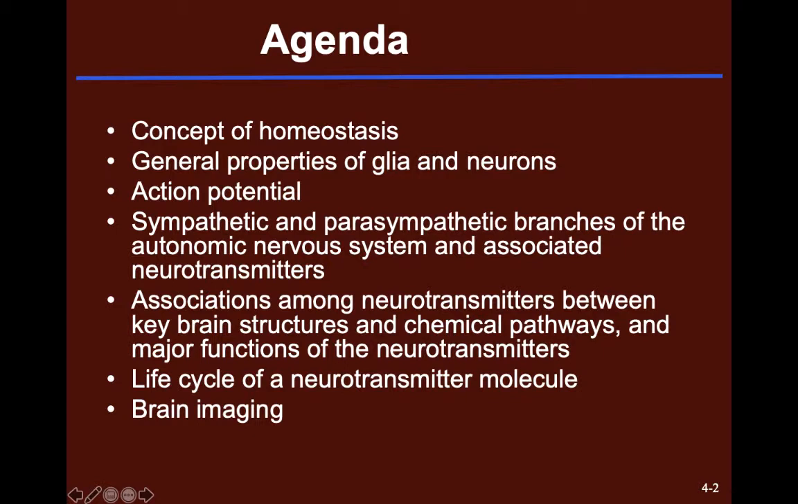We're going to talk about the branches of the nervous system and the neurotransmitters that are associated with each of those. And then we're going to talk about some important associations among neurotransmitters and how they connect with those brain structures, certain chemical pathways, and the major functions of those neurotransmitters. Finally, we're going to talk about the life cycle of a neurotransmitter molecule, and then we'll wrap up with some important concepts related to brain imaging.